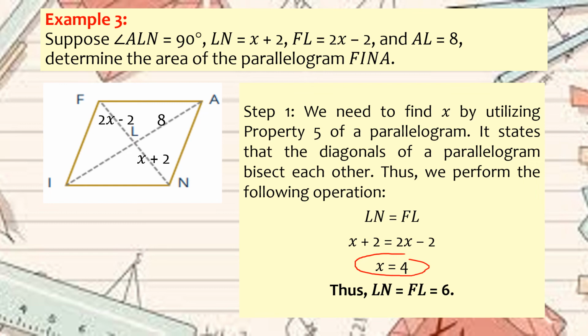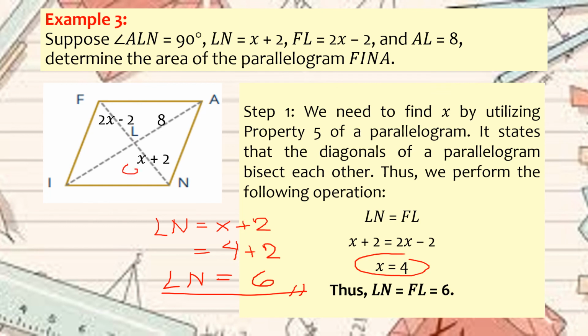Ngayon, kung ang x equals 4, gamitin natin halimbawa si LN. Kasi si LN, ang sabi natin, it is equal to x plus 2. So, ang x nga natin ay 4. So, we have 4 plus 2. So, we have LN is equal to 6. O, ano pinagkaiba? Ito, x lang. Ito na mismo yung value ng LN natin. So, kung ang LN ay 6, syempre, si FL, 6 na rin. At si IL naman ay 8 na rin. Diba? Yun yung property 5 natin ng parallelogram. Let us continue.